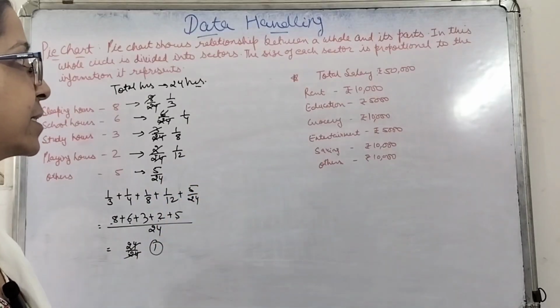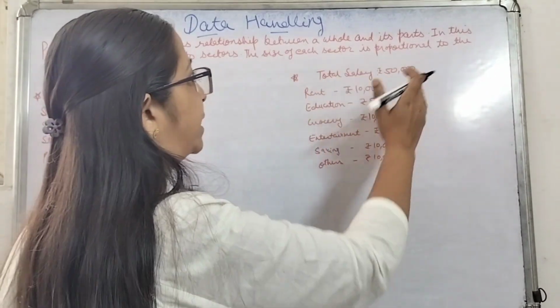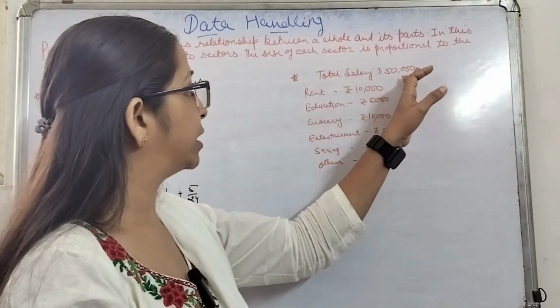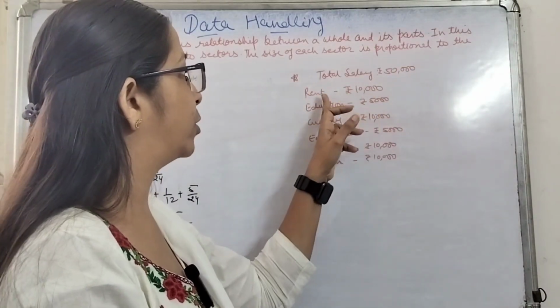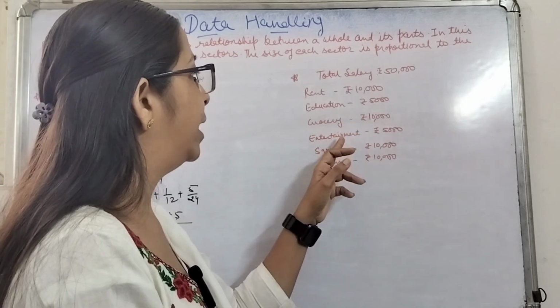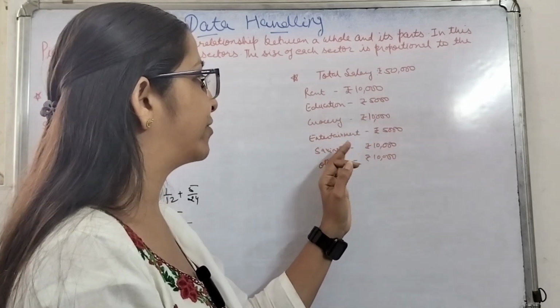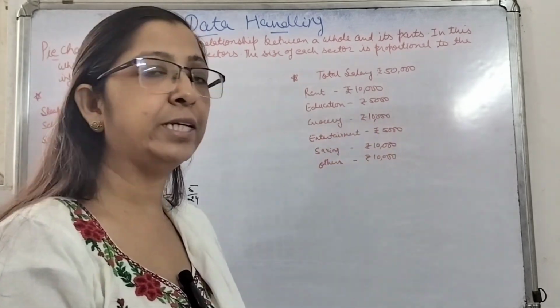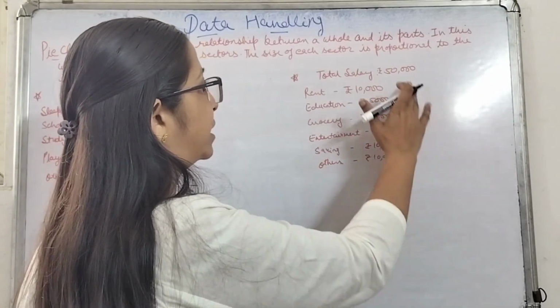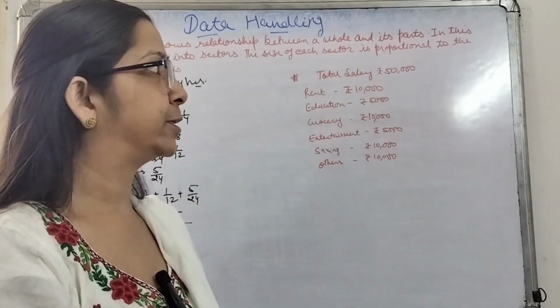We are taking another example. Suppose a person has a total salary of 50,000, and out of this 50,000 he is spending 10,000 on rent, on education 5,000, on grocery 10,000, entertainment 5,000, savings 10,000, and on other activities he is spending 10,000. So how will we represent this information on the pie chart?